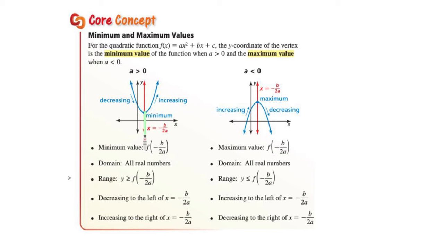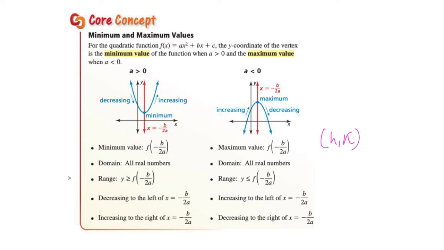That maximum and minimum value occurs at x equals negative b over 2a. Remember, that's how I find the vertex. Now, if we substitute that value here, that's going to be my minimum value. So it's actually the k value. Remember that h and k are the vertex, so k is my minimum or maximum value.